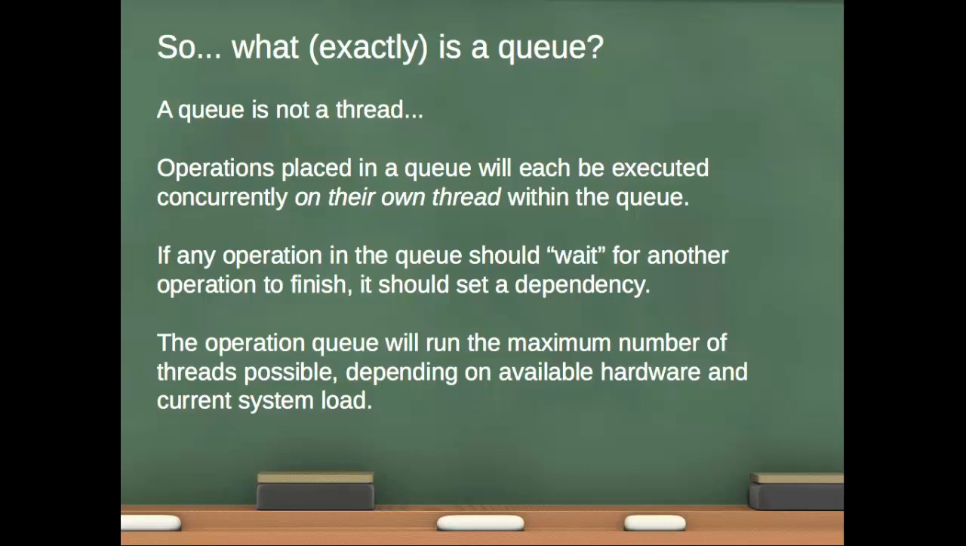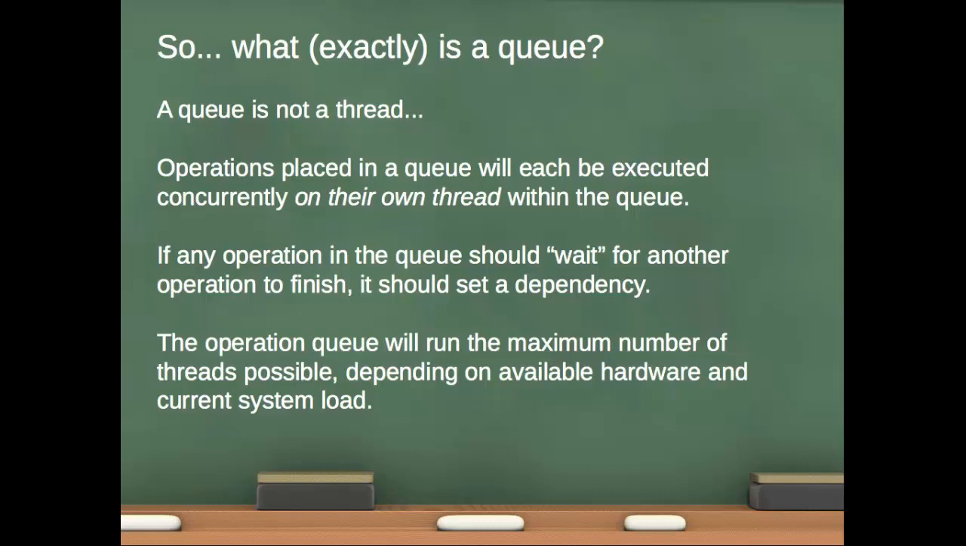So this begs the question, how many concurrent threads can there be in a queue? Well, it's a really good question, and that's going to depend on the available hardware. If you have multiple cores in the processor, it's also going to depend on how many operations are already running. If the main thread, or actually the main queue, is doing a lot of stuff, then fewer threads are going to be available to the queue.